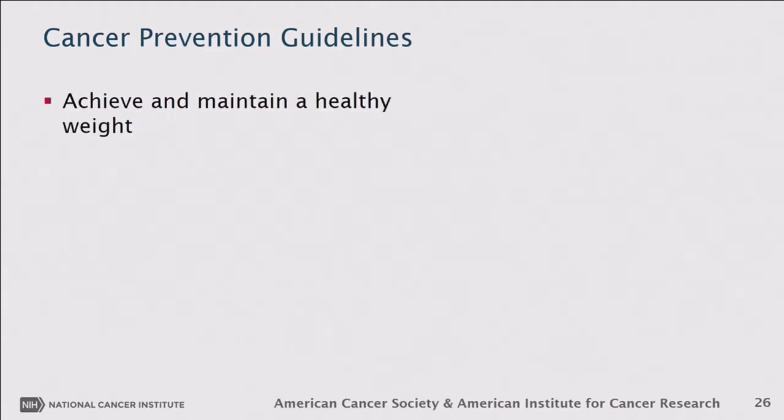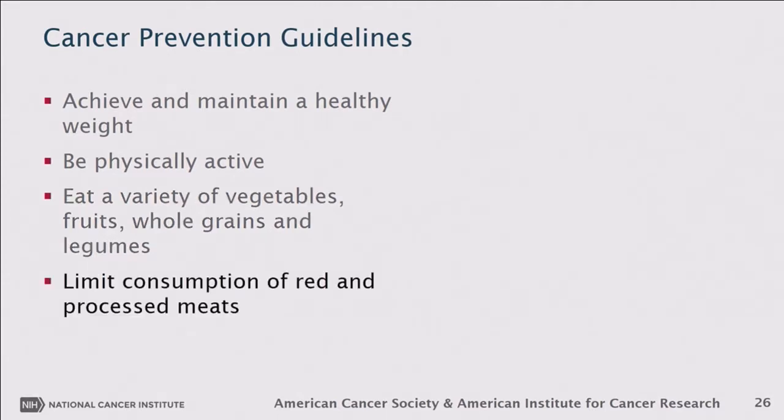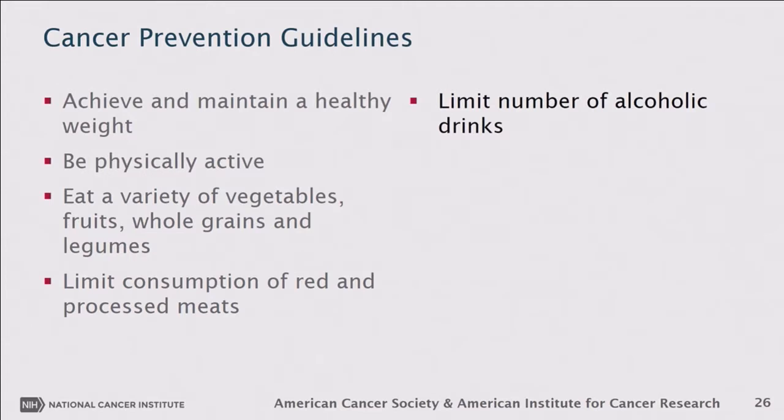So the cancer prevention guidelines are to achieve and maintain a healthy weight, to be physically active, to eat a variety of vegetables, fruits, whole grains, and legumes, to limit the consumption of red and processed meats, to limit the number of alcoholic drinks, and to not smoke or chew tobacco.